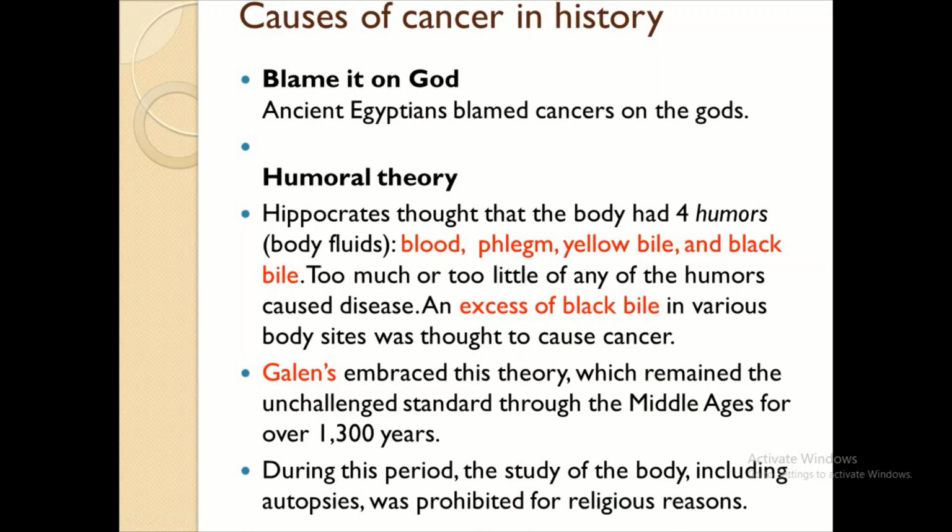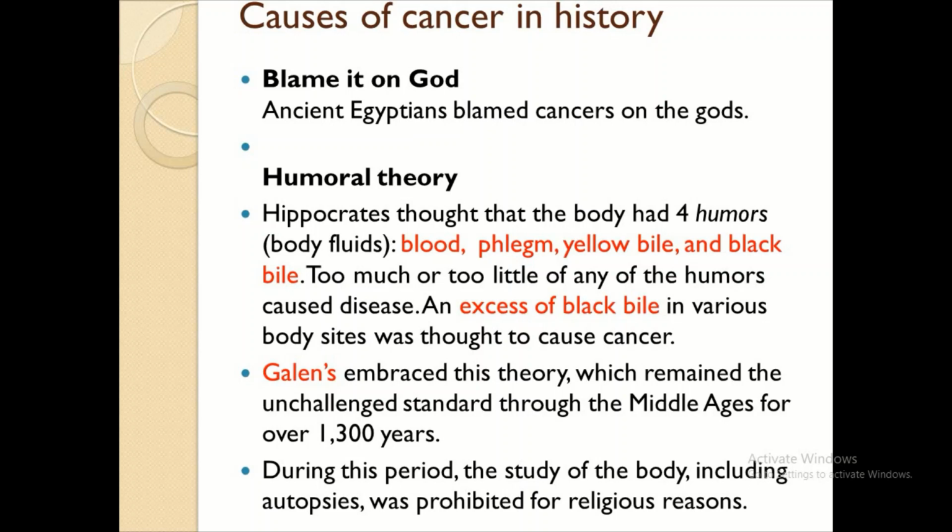So let us see what the causes of cancer were in history, and how people believed cancer arose. The first hypothesis came from the ancient Egyptians. They blamed the gods, believing that cancers were given naturally by the gods, so it arose because of God.